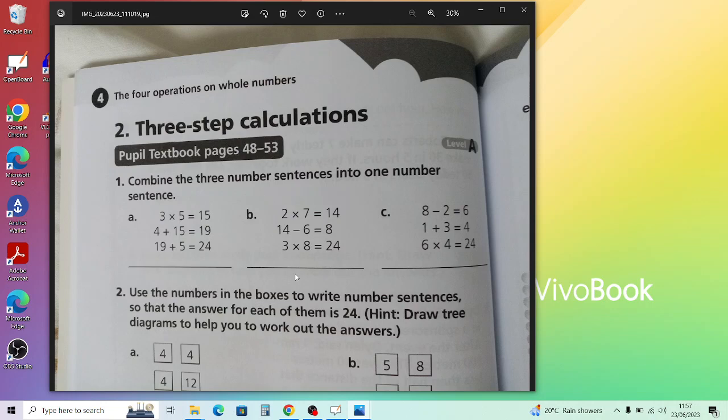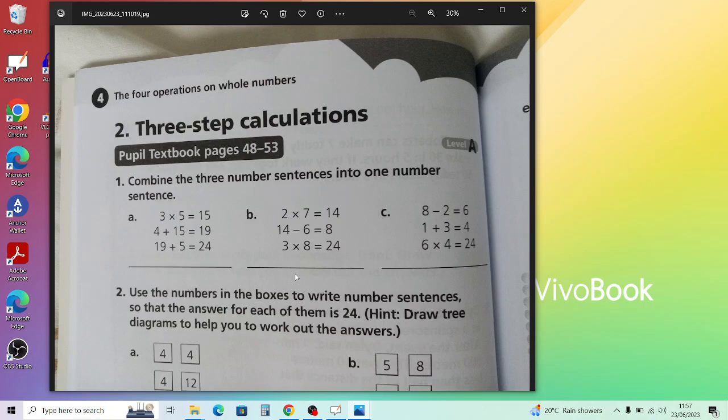Last one was a little bit like that. So 2 times 7 is 14, and so on and so forth. Combine the 3 sentences into one number sentence. Okay, so the first one we can combine it by doing 3 times 5 plus 4, and then plus 5. So 3 times 5 plus 4, and then plus 5.